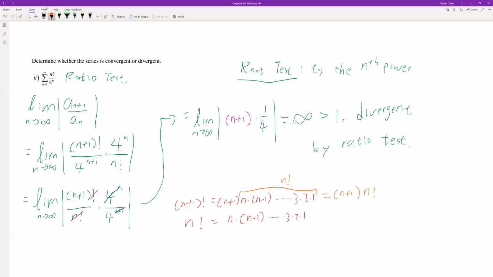Whereas if you use the root test in this case, it's probably going to be inconclusive because we have no idea how to take care of the nth root of n factorial. But if you get stuck, let's say you're using the ratio test and you get stuck, then maybe you can try the root test. Maybe it's another way to go, right?